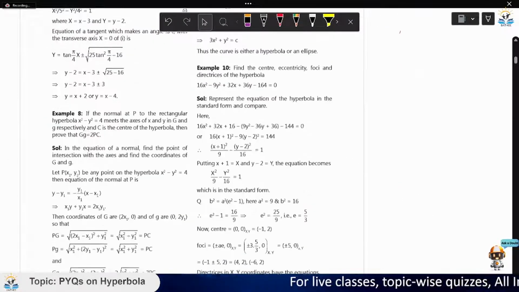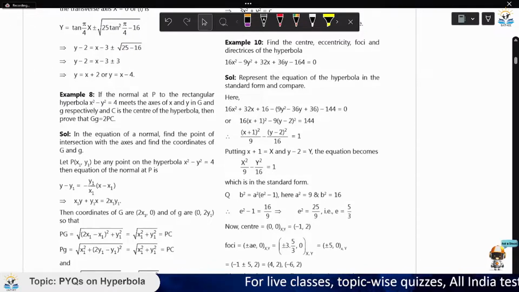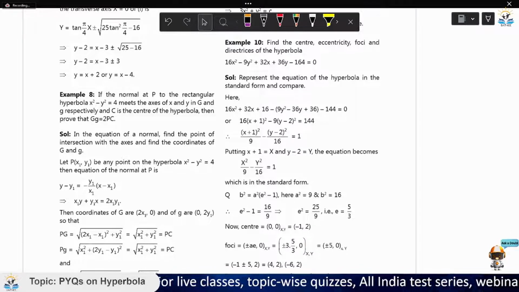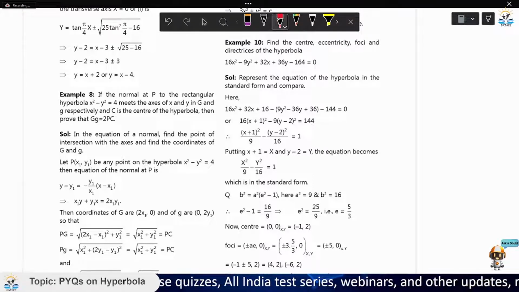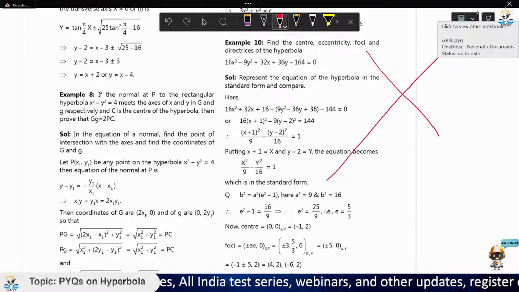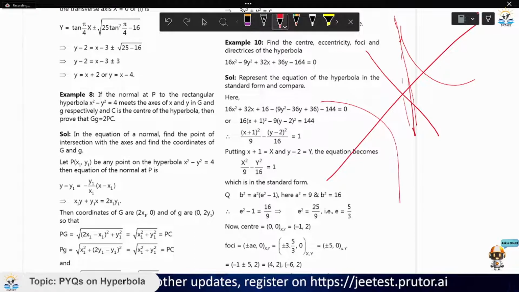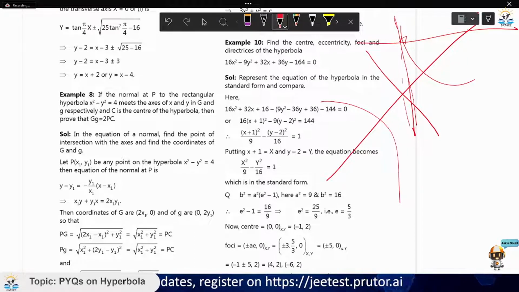Okay, so now we are on the eighth question. The eighth question says, if the normal at P to the rectangular hyperbola meets the axes of X and Y at G, capital G, and small g respectively, and C is the center of the hyperbola, then prove this. Okay, so let's go. This is our hyperbola, and there is a normal at P that meets the axes of X and Y. So basically, this is the tangent, and this is the normal. The normal cuts the X and Y axes.